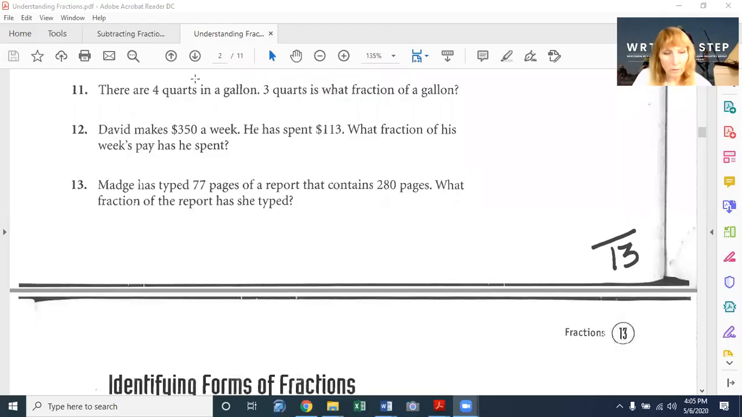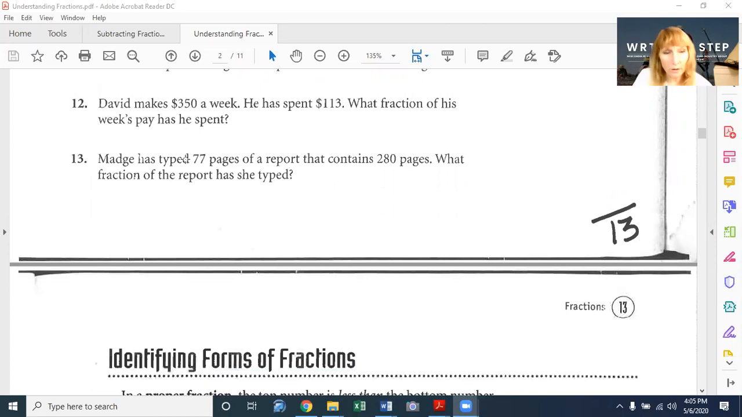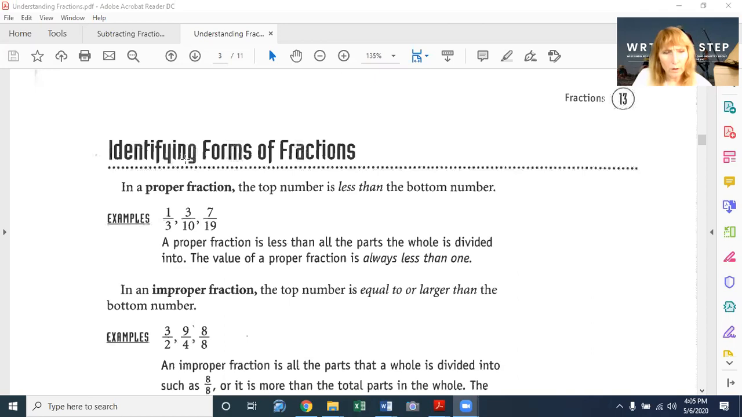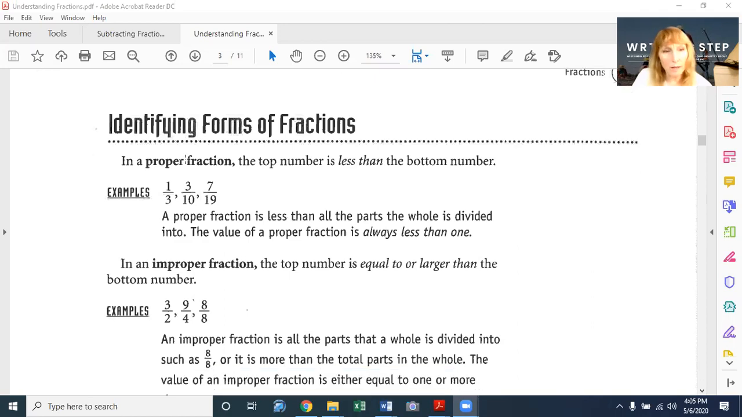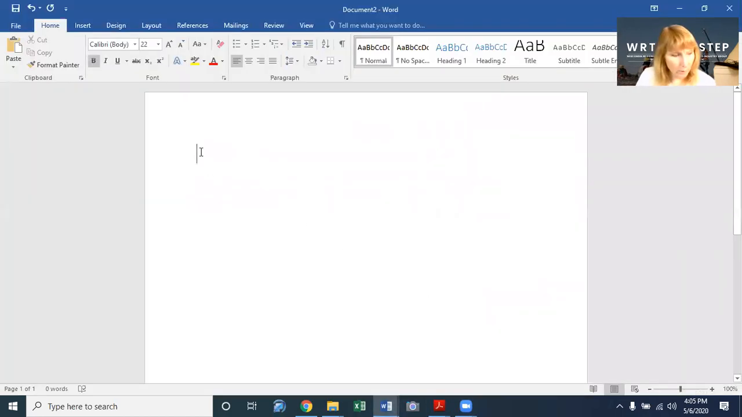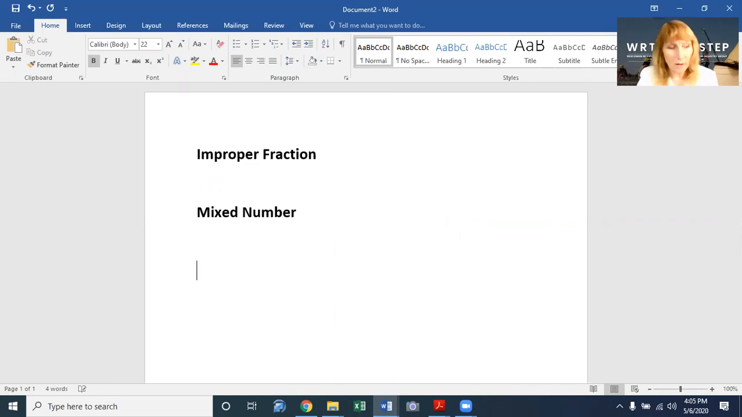Okay, I want to talk a little bit about the different types of fractions or the forms of fractions. This is on page 13. We're going to discuss what's on that page. So I'm going to go to a Word document here. There are three kinds of fractions: the improper fraction, the mixed number, and the proper fraction.